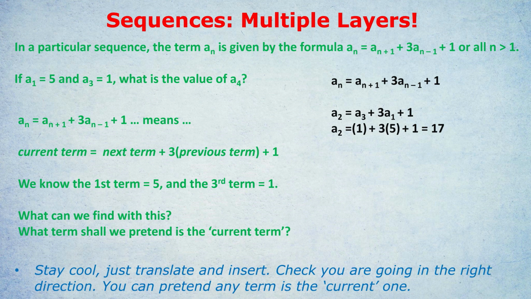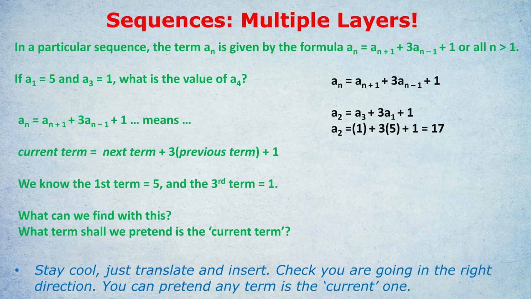But the question was what the fourth term was, not what the second term was. So we're going to now pretend that our current term is the third term. Why? Because we know the third term, and if the third term is the current term, then the previous term will be the second term, which we now know is 17. The next term would be A4, which is the one we're looking for. We wouldn't pretend that the current term is A4, because then the next term would be A5, which we don't know either, so we wouldn't be able to solve it.